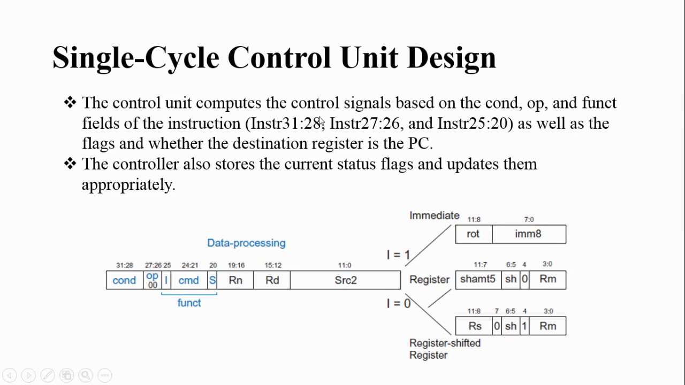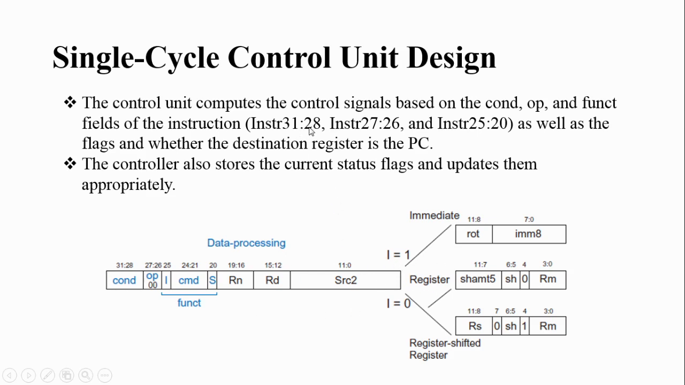Control unit computes the control signals based on the condition field, opcode field and function field of the instruction. Which is the condition field? Bit number 28 to 31. What is this? This is the binary encoded format of a data processing instruction. For example, I have taken a data processing instruction. All the instructions will have a similar binary encoded format.